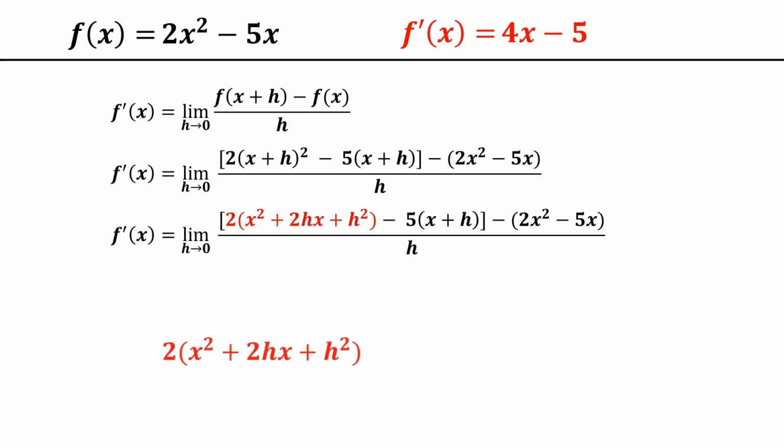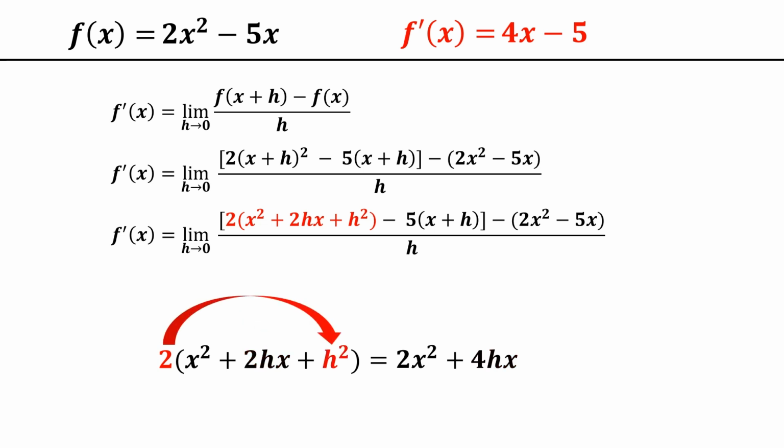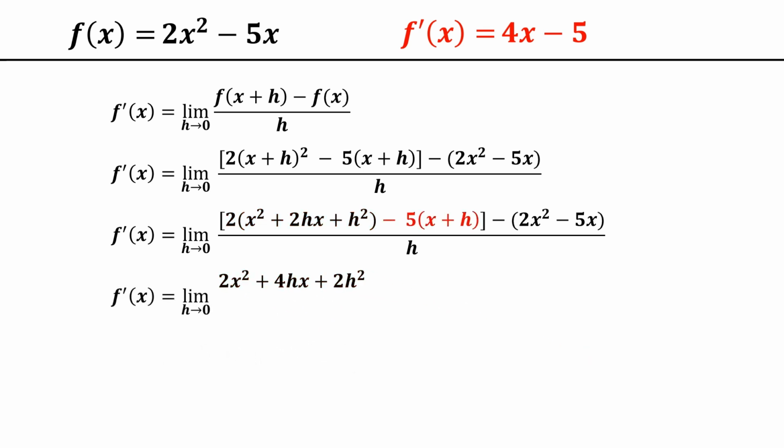Then, we can expand this expression by multiplying 2 with every term inside the brackets. Starting with 2 multiplied by x², we get 2x². Multiplying 2 with 2hx, we get 4hx. And multiplying 2 with h², we get 2h². Now that we have finished expanding the expression, we plug this back into the formula. Now, we just repeat the same process for this −5 multiplied by (x + h). Multiplying negative 5 with x, we get −5x. And multiplying negative 5 with h, we get −5h. We can now plug this back into our formula.